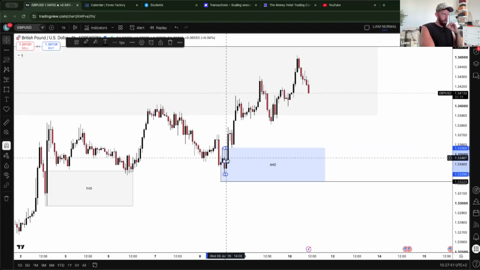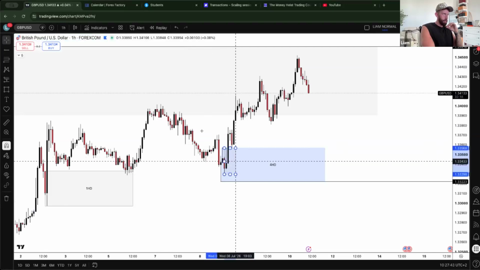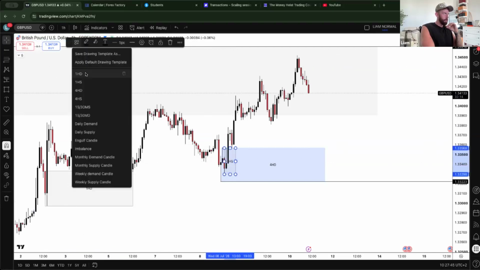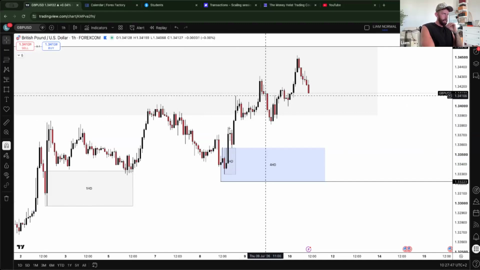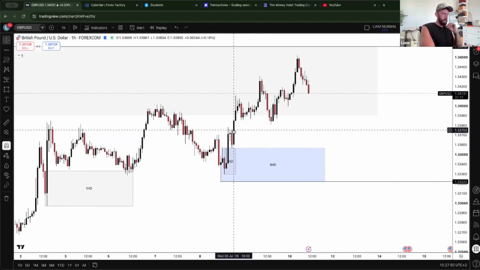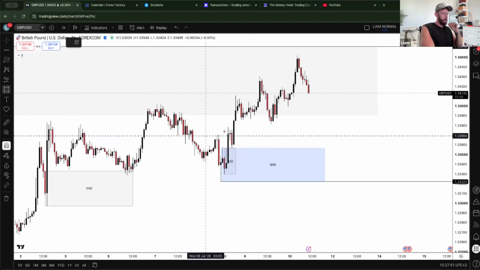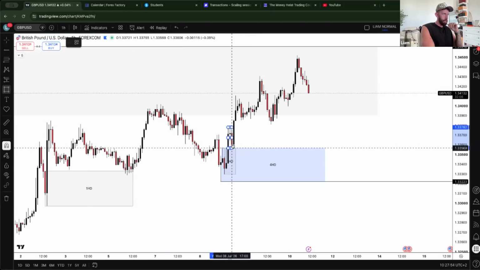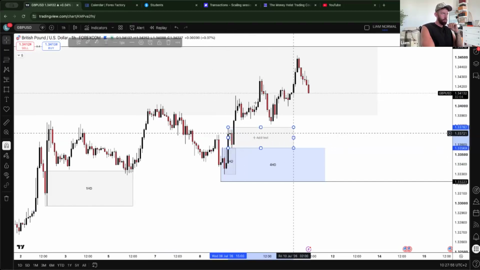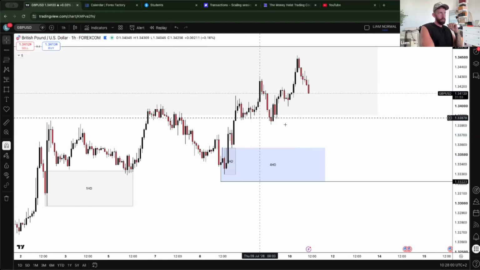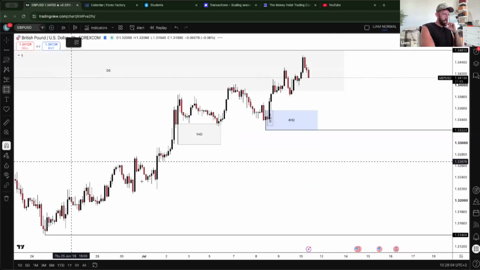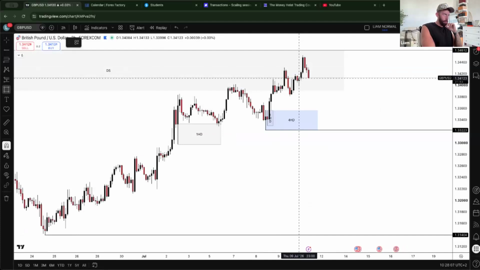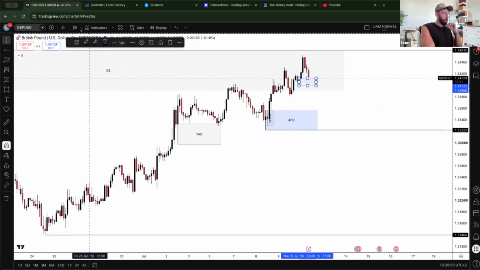this 1 hour demand. Market then went bullish, came back, didn't tap into this demand here. Don't think. Nope, just missed. But came into the imbalance, took liquidity, and then it's carried on. So at this moment in time, what I'm interested in personally is just seeing what happens from where we are currently at.